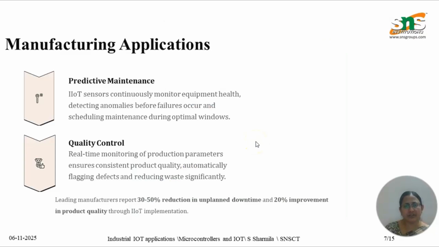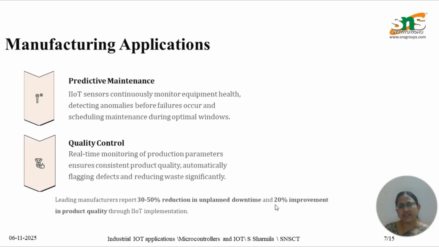Now, the manufacturing applications of IIoT. Manufacturing remains the biggest beneficiary of IIoT. Two major use cases are predictive maintenance and quality control. Let's see predictive maintenance. IIoT sensors continuously monitor equipment performance, detecting anomalies early, such as abnormal vibrations or temperature rise, so maintenance can be scheduled before a breakdown occurs. This avoids costly unplanned downtime and extends machine lifespan.